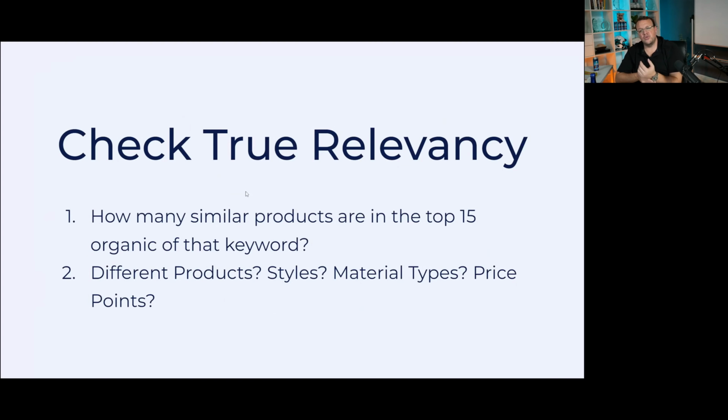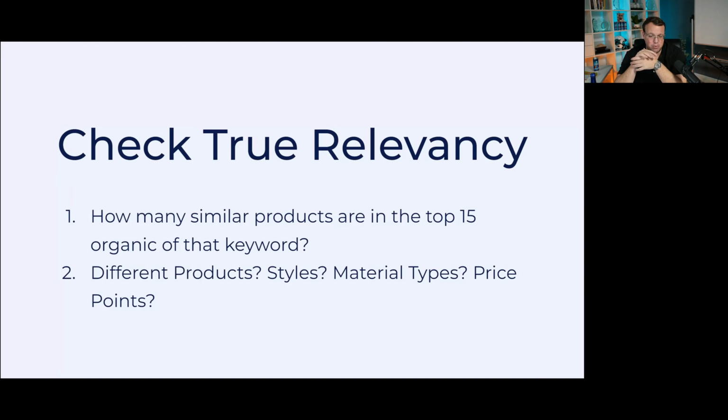So check the true relevancy. How many similar products are in the top 15 organic of that keyword? This is what we call the true relevancy. Now, we have a relevancy that we wrote into Data Dive that is a similar check to this. How many of those 15 competitors are on the first page? Like if you chose 15 of the best-selling competitors, how many of them are on the first page of each keyword? Logically speaking, the more similar competitors that are ranked well for a keyword, the higher relevancy it has. Very straightforward.